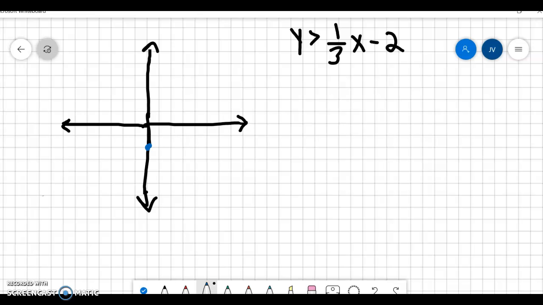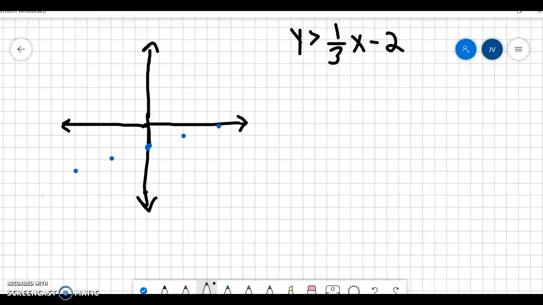So counting up 1 over 3. Land right there. And we're going to keep going. 1 and over 3. Okay, then we're going to go back down the other way and over to the left 3 to continue to the other side. Okay, so we're going to pause right there for a second before we draw our line.